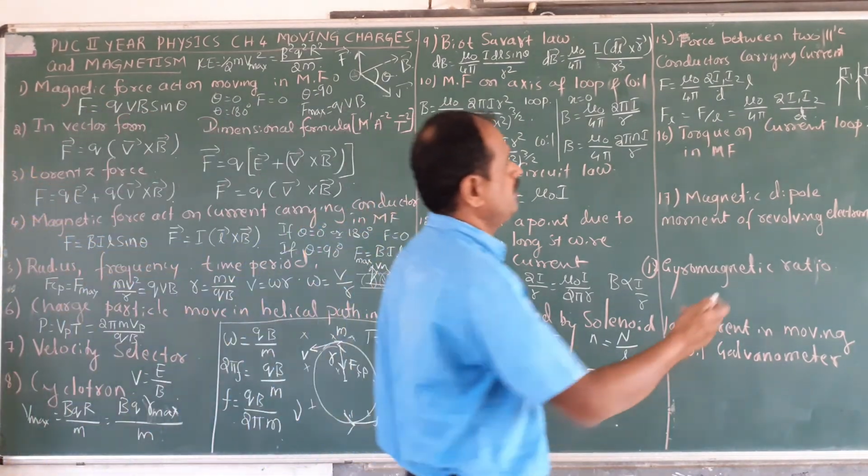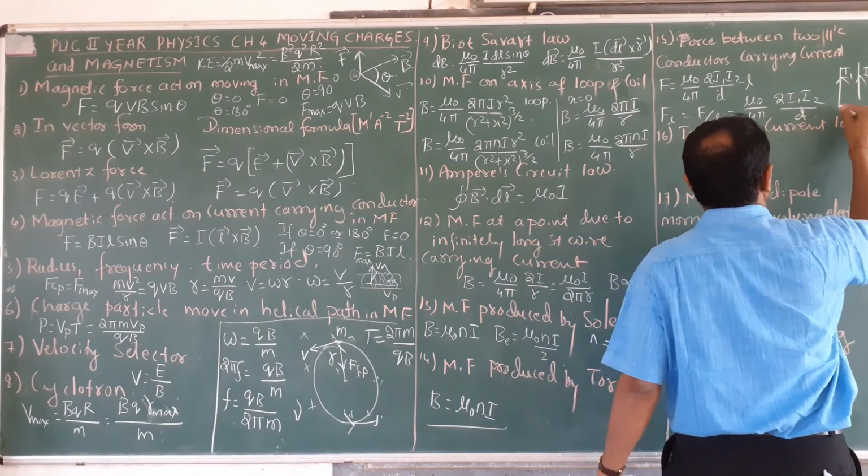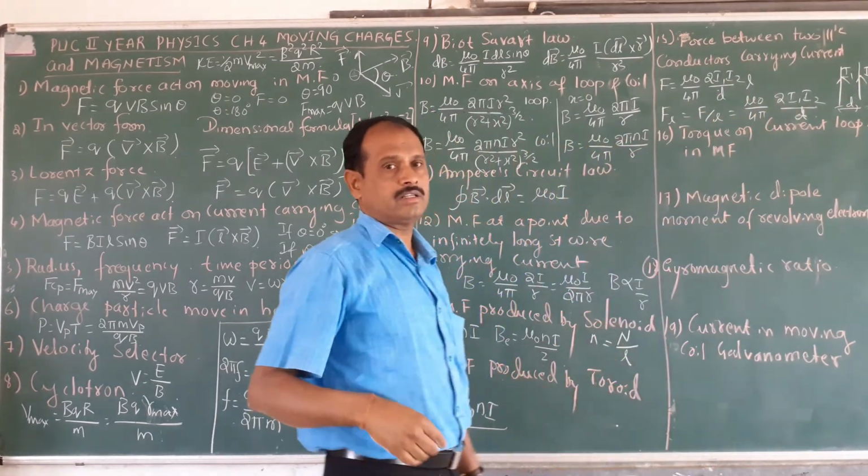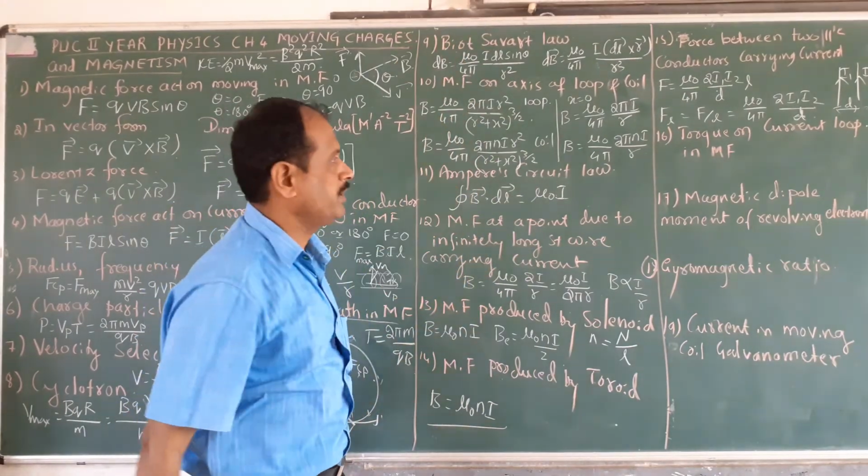One more point, if the current flowing through the two conductors separated by a distance is in the same direction, they attract each other. In the opposite direction, they repel each other.